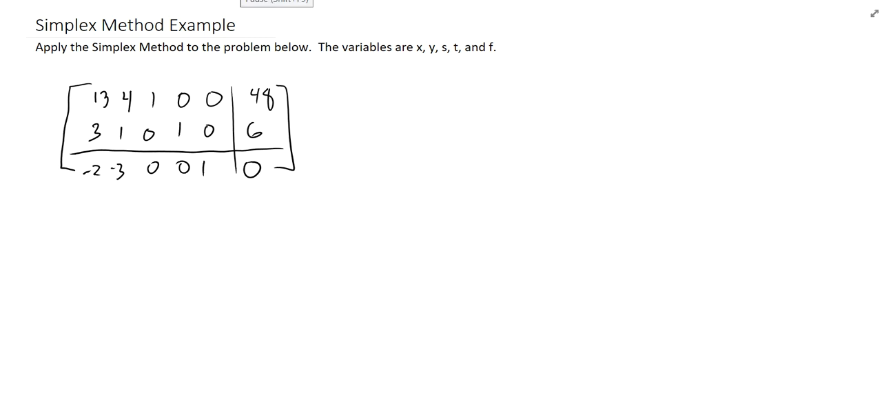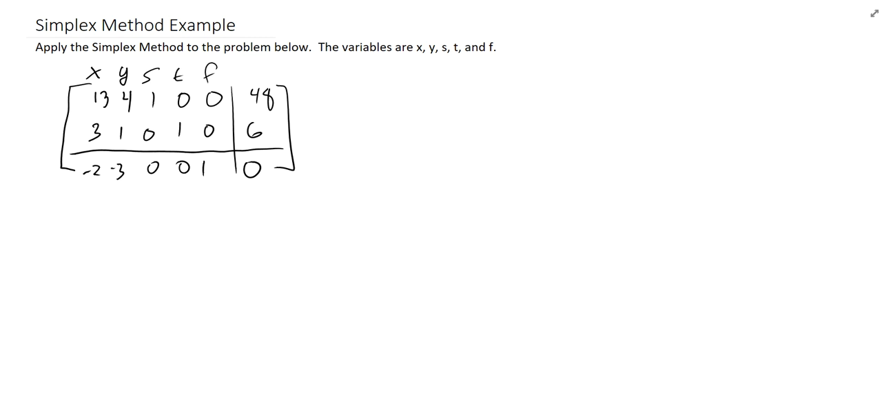Here is an example of how to do the simplex method. We are asked to apply the simplex method to the problem below, and the variables are x, y, s, t, and f. So this first column here would be the x column. This next column would be the y column. The 4, 1, negative 3 would be the y column. S column, t column, and f column there is what we're working with.